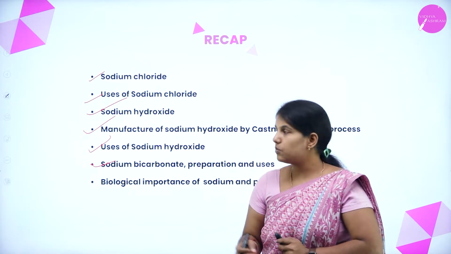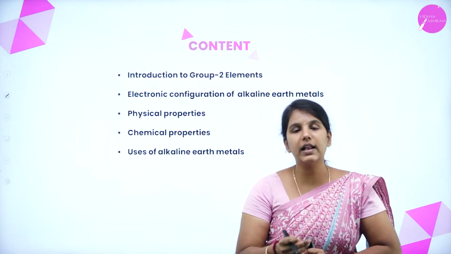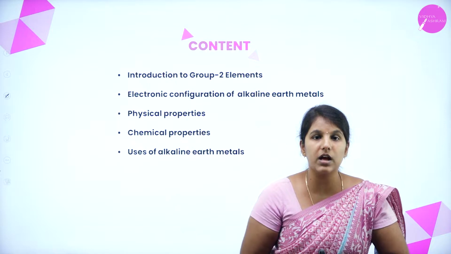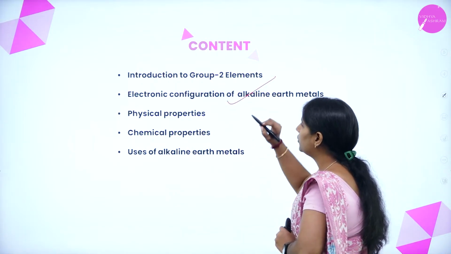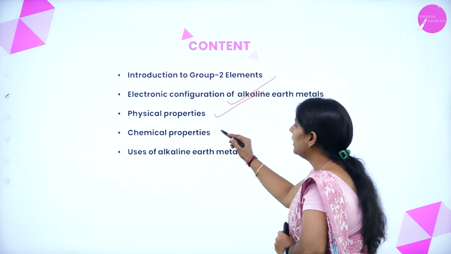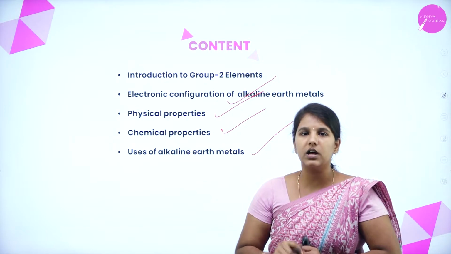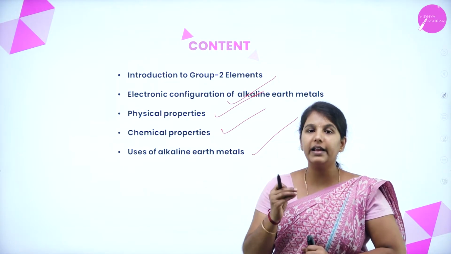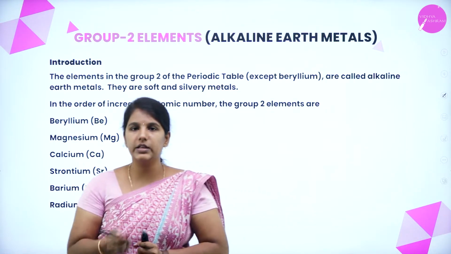Today, let us move on to the next topic of this unit, the alkaline earth metals. They are nothing but the group 2 elements. We will discuss their electronic configuration, physical properties and chemical properties, and finally the uses of alkaline earth metals. So firstly, I'll go with the introduction part.